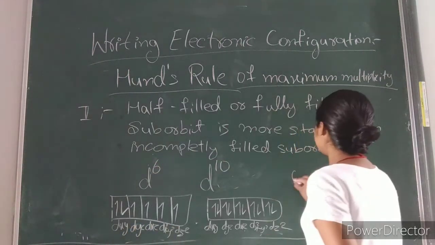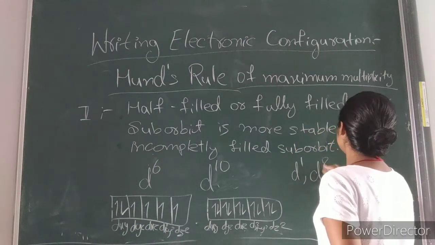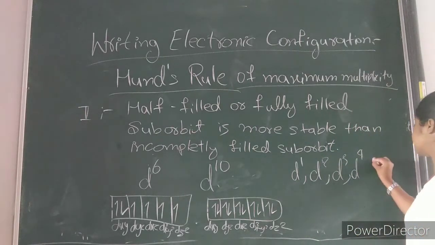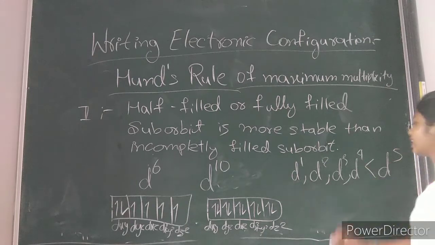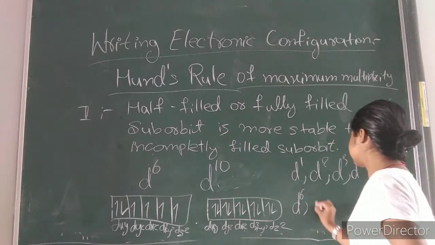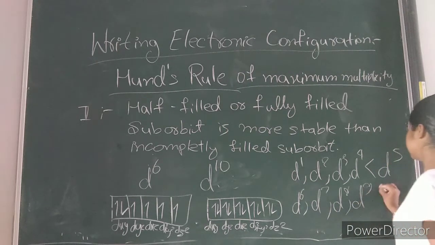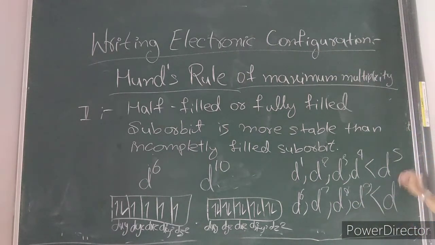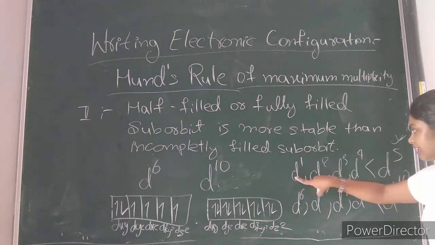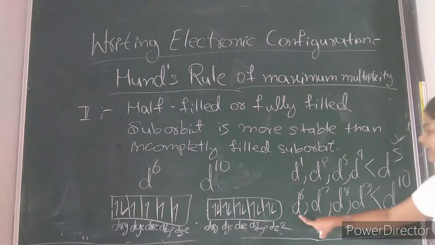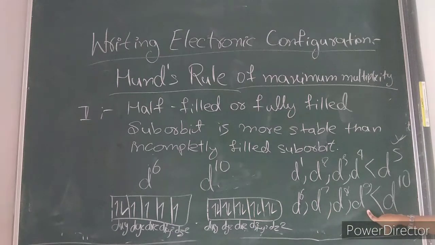Okay students, similarly D5 will be more stable than D1, D2, D3, D4, and D10 will be more stable than D6, D7, D8, D9, because D5 is half filled, so it is more stable than incompletely filled, and D10 is fully filled, so this fully filled will be more stable than an incompletely filled d orbital.